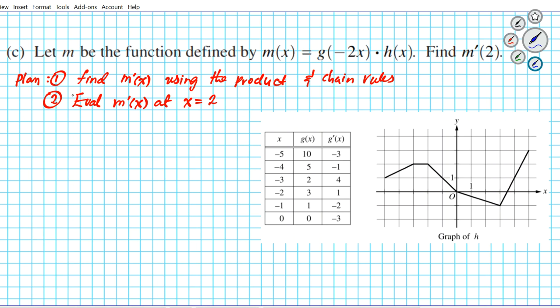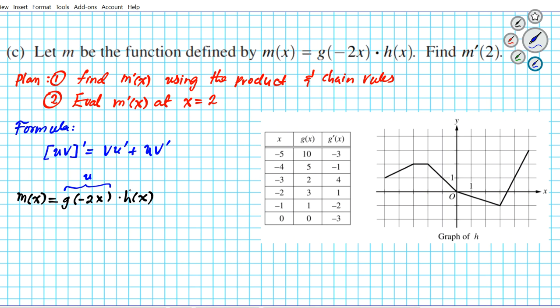Okay. All right, so let's go ahead and refresh our memory on what the product rule is again. The product rule for u times v is v u prime plus u v prime. Keep that in mind, and we know what the chain rule is, so we're not going to go over that. All right, so m of x is g of -2x times h of x. So the first function is our u, and the second function is our v. Okay, all right, so let's differentiate using the product rule.